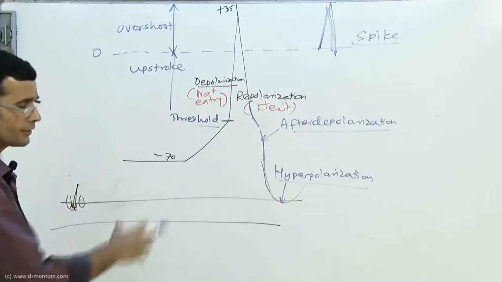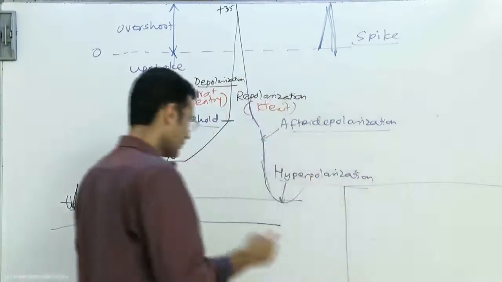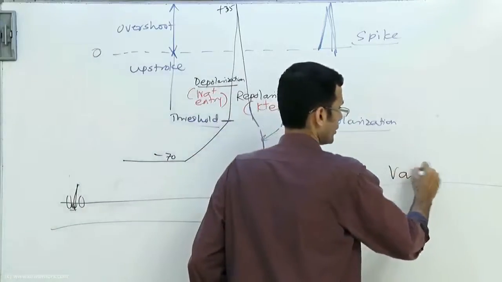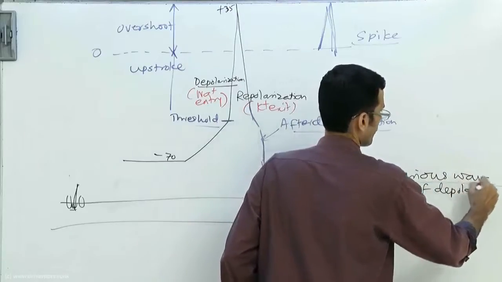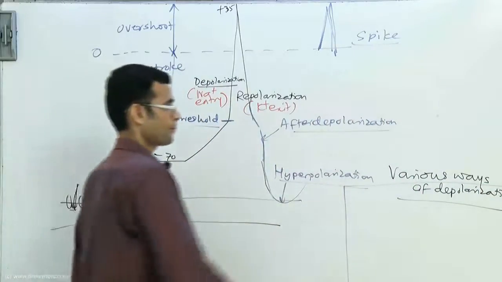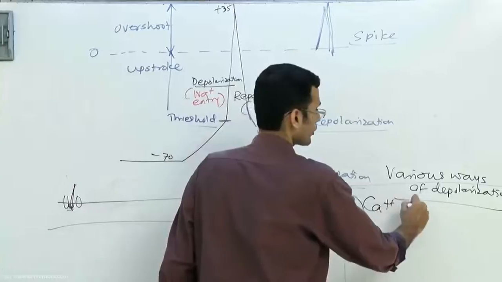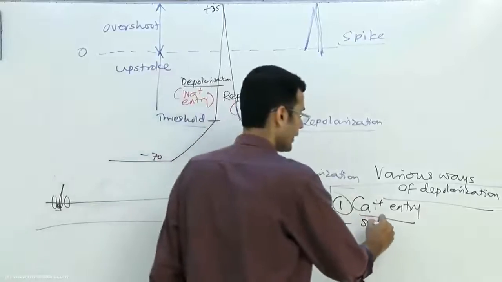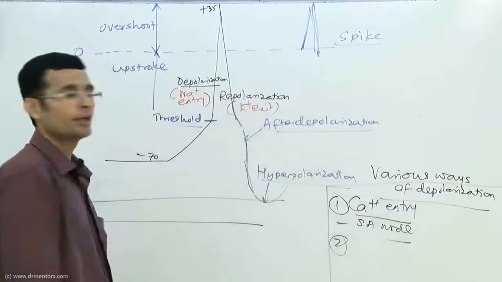Before we discuss the details further, let me also tell you that there are various other ways of depolarization at various other places in the body. We saw one in the case of nerves, that's sodium entry. Well, calcium entry can cause depolarization at some place. Yes, that's in the heart, in the SA nodal cell. Calcium influx can cause depolarization.